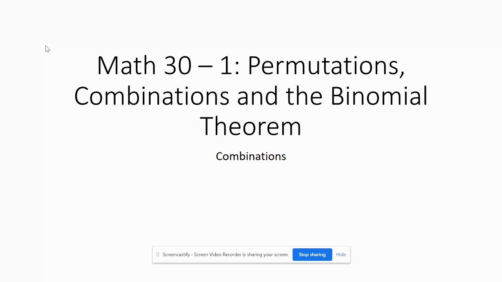All right, guys. So moving along in our permutations and combinations unit. We just finished the first topic, which was all about permutations, and permutations means the same thing as arrangements. So it's going to be arrangements over here.